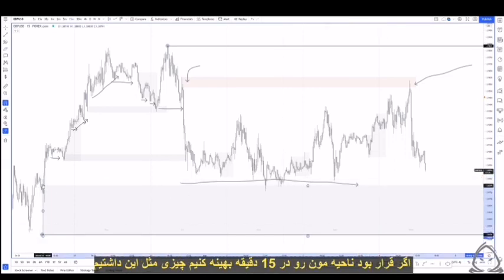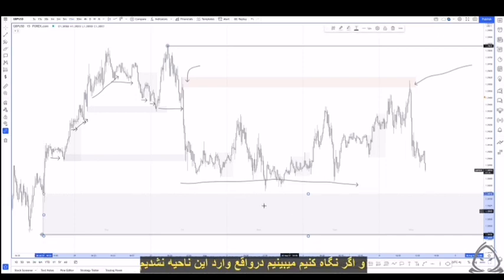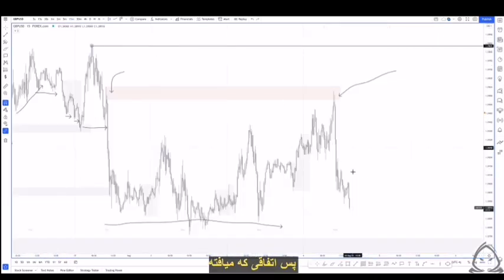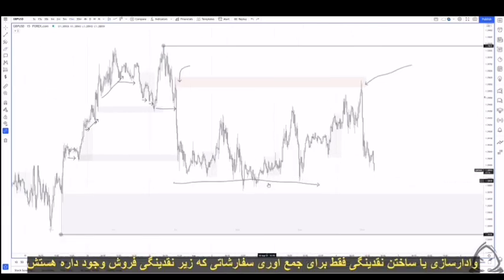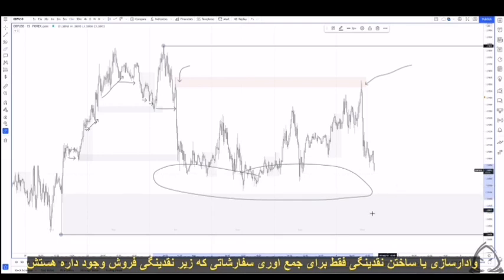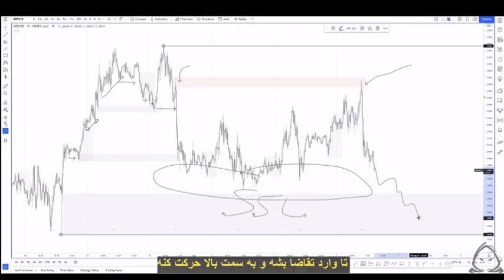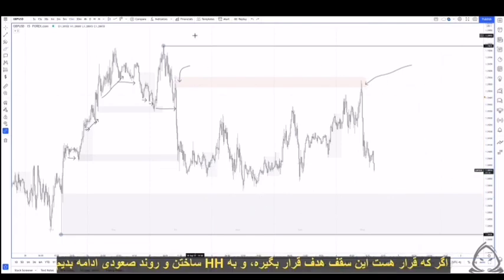If we were to refine our zone on a 15-minute, we could look at something like this. And if we look at that, we can see that we haven't actually tapped into this zone. So what this would end up being is inducement, or a buildup of liquidity for the sole purpose of grabbing the orders that rest below, the sell side liquidity that rests below, to tap into demand and then continue moving to the upside if we are to target this high and continue making a higher high and continuing on the bull trend.